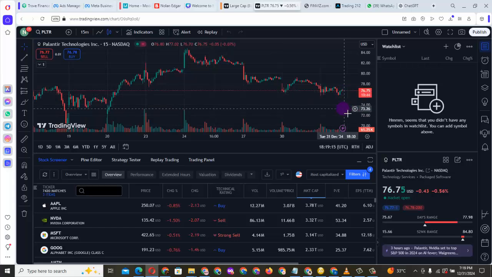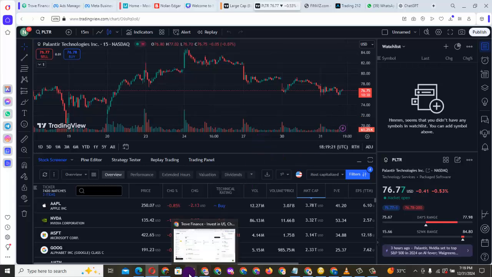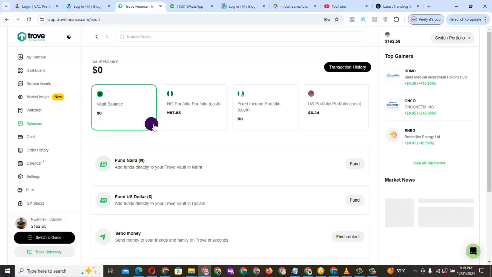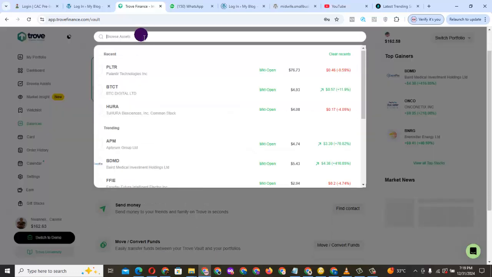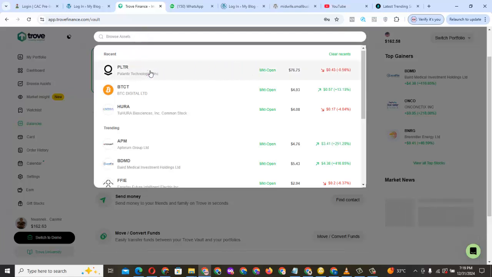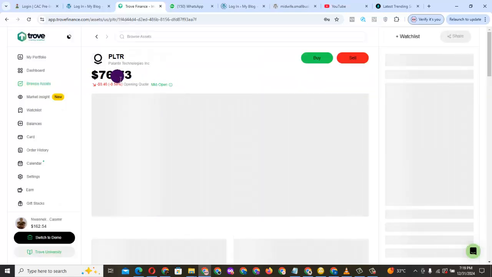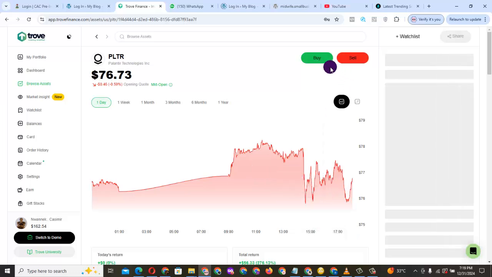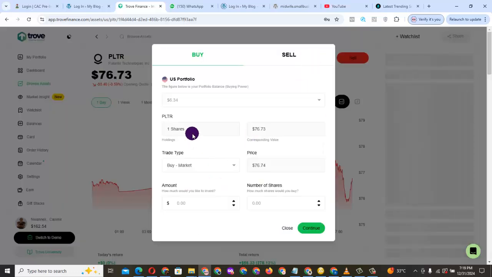That is what we call using the limit options to be able to buy any particular stock that you want to buy. So doing that, let me check from here and show you guys how to do that. This is Palantir, and I'm already trading on Palantir. So if I want to buy this particular stock, I'll come here and say buy. Coming to buy, I only have $6 in my portfolio, only $6.